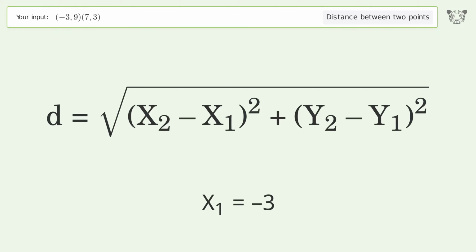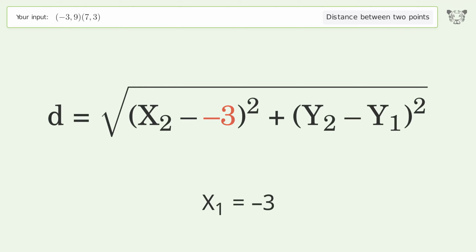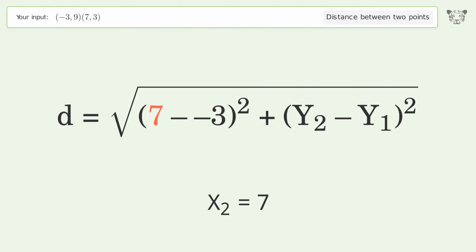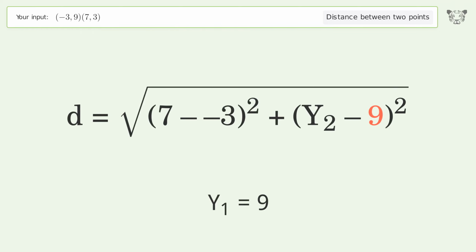x1 equals -3. x2 equals 7. y1 equals 9. y2 equals 3.